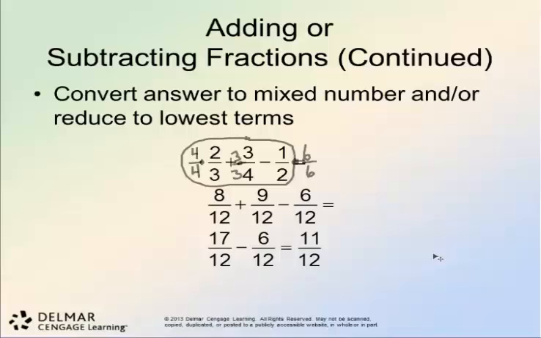And since we're adding and subtracting, we work from left to right. When we're adding these, we get 17/12. Remember, keep the denominator the same. And 17/12 minus that third fraction of 6/12 gives you 11/12. That's a proper fraction, and it is in lowest terms.